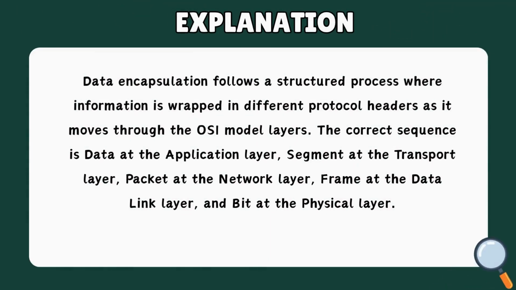Data encapsulation follows a structured process where information is wrapped in different protocol headers as it moves through the OSI model layers. The correct sequence is data at the application layer, segment at the transport layer, packet at the network layer, frame at the data link layer, and bit at the physical layer.